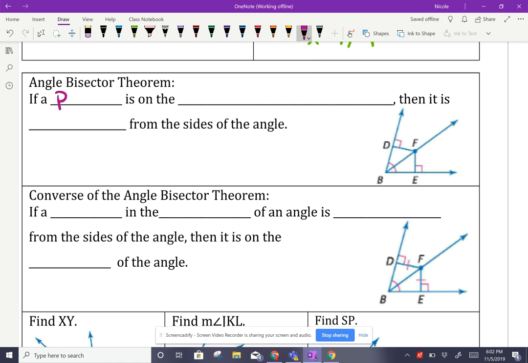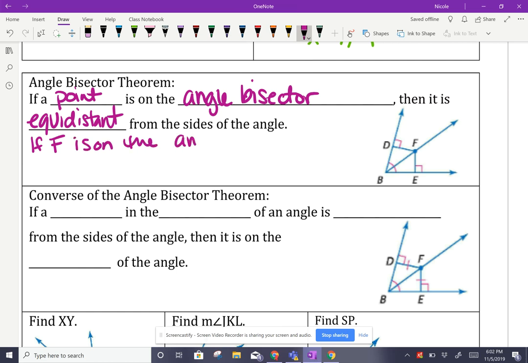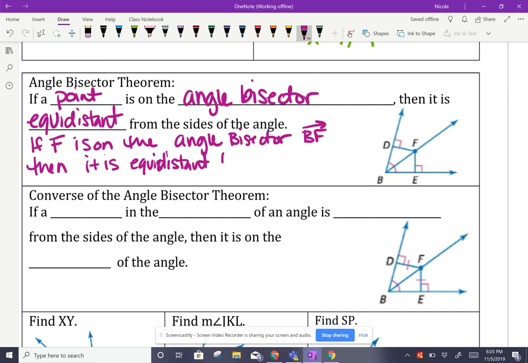So if a point, similar to the perpendicular bisector, if a point is on the angle bisector, then it is equidistant from the sides of the angle. So that's saying if F is on the angle bisector, which is BF, then it is equidistant to D and E.